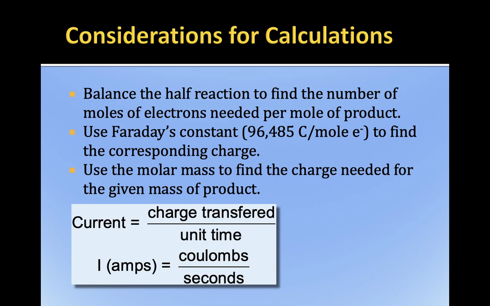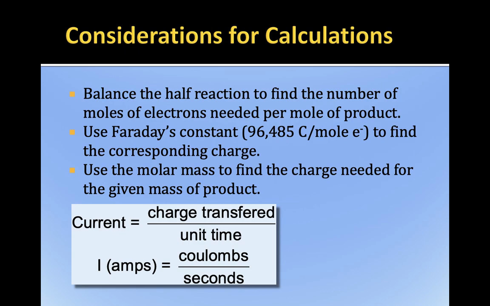A couple of things to keep in mind as we're starting to look at these calculations. First thing you're going to need to do is balance your half reactions, because you're going to need to know how many moles of electrons we're moving per mole of product. And so that's just going to be figuring out your half reaction from our original balanced electrochemical reaction.